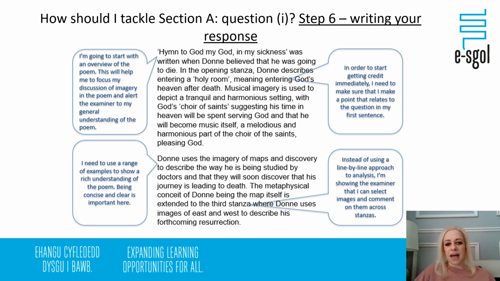On the right-hand side then, I've got that second annotation of that opening paragraph. In order to start getting credit immediately, I need to make sure I make a point that relates to the question in my first sentence. So after that first overview, you go straight into the analysis. Donne describes entering a holy room, meaning entering God's heaven after death. Musical imagery is used to depict a tranquil and harmonious setting, with God's choir of saints suggesting his time in heaven will be spent serving God.